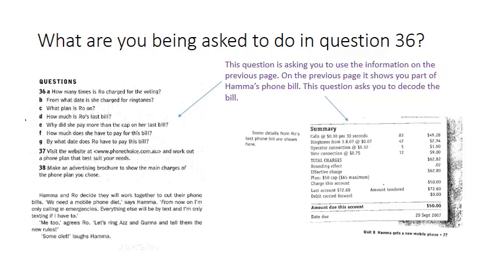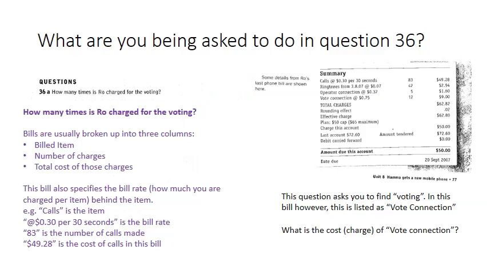Well, what I've done is I've gone and grabbed the questions from the activity sheet and I've also gathered the data here from the previous page. So you can see this question is asking you to use the information on that previous page and decode a phone bill. So basically the questions are asking you how many times votes are happening, how much is the plan that Rose is on, how much was her last bill, and that type of thing. So let's break down each question separately.